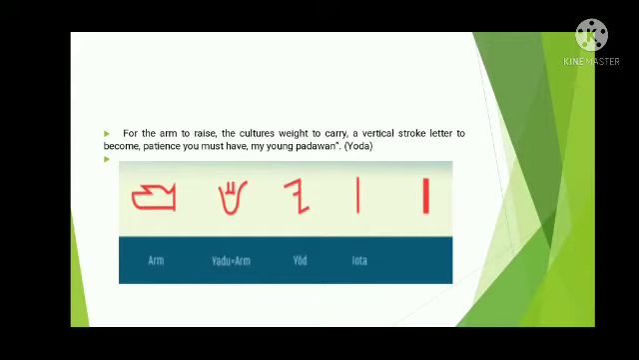For the evolution of letter I: for the arm to raise, the culture's weight to carry, a vertical stroke, letter I to become, patience you must have, my young Padawan, Yoda. So the Roman letter I was so-called yodh in 1000 BC. It meant hand and arm. The Greeks called it iota and made it vertical. In its evolution, it turned into a straight line around 700 BC.